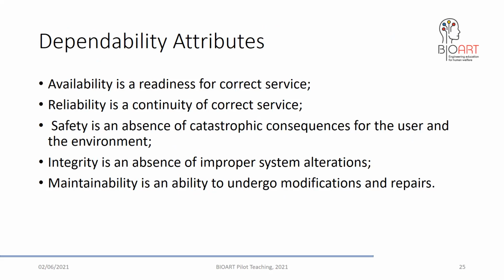So our attributes, what is their sense? Availability is a readiness for correct service. Reliability is a continuity of correct service. Safety is an absence of catastrophic consequences for the user and the environment. Integrity is an absence of improper system alterations, and maintainability is the ability to undergo modifications and repairs.